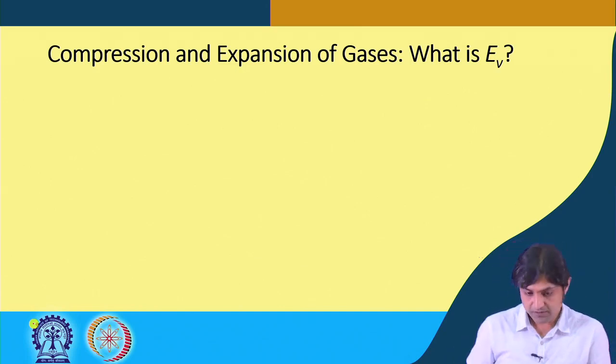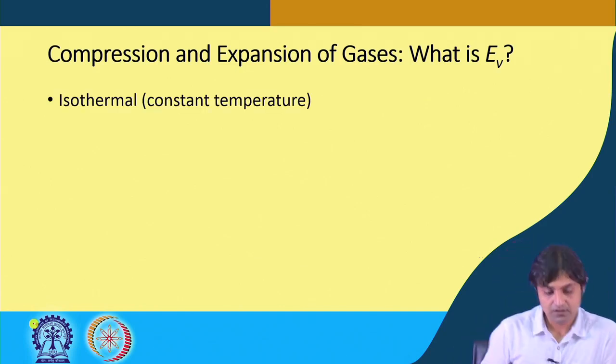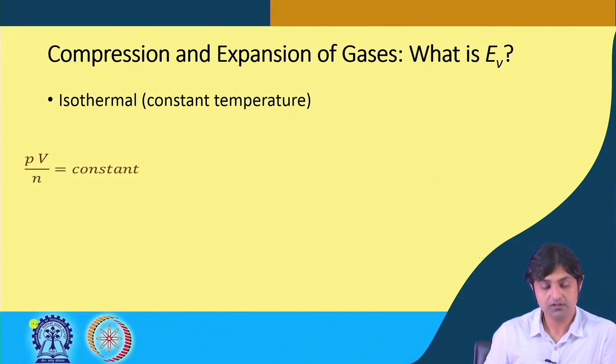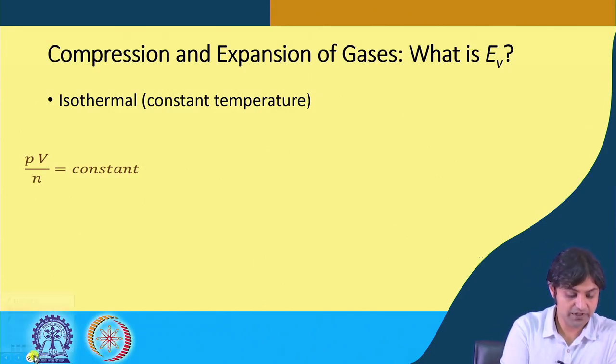So compression and expansion of gases. One of the phenomena is isothermal, which is constant temperature. So what happens is PV is equal to nRT, that equation we already know.